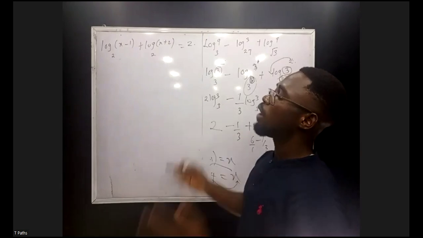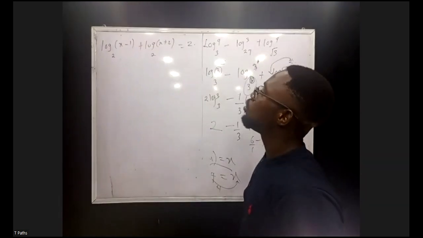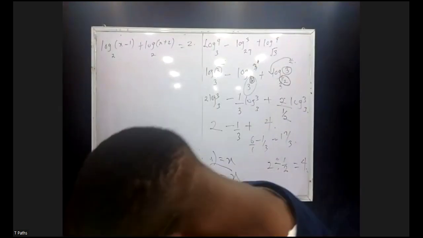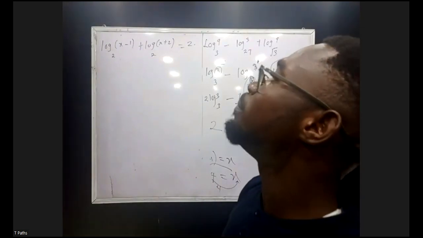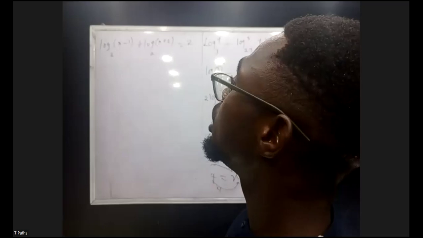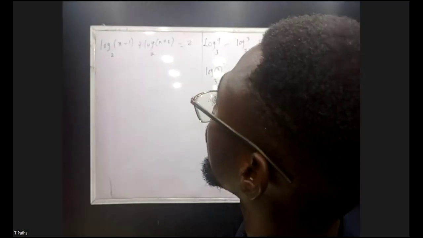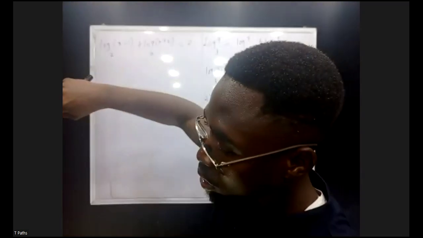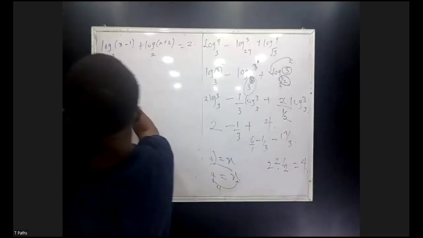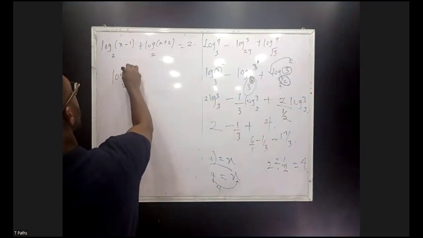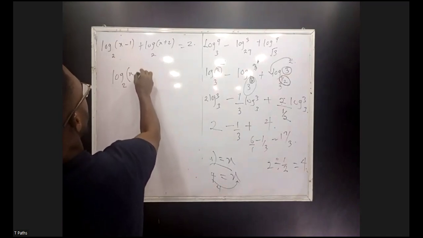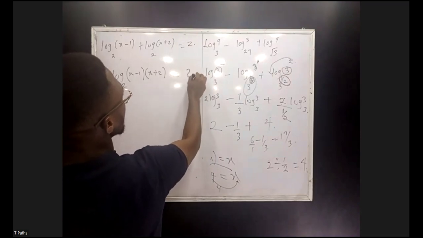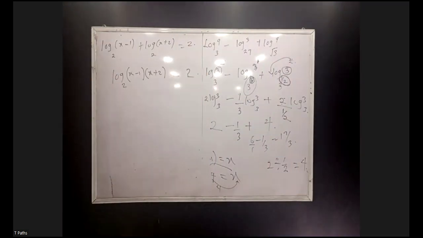So let me just give you an overview because we have very short time left. Are they of the same base? Yes, sir. So if they are of the same base, it means that I can apply my rule. Because there is plus here, what does plus turn to? Multiplication. Good. So you take the common base and multiply the first one, x minus 1, by x plus 2, equal to 2. Now, who can tell me what I will do again from here?